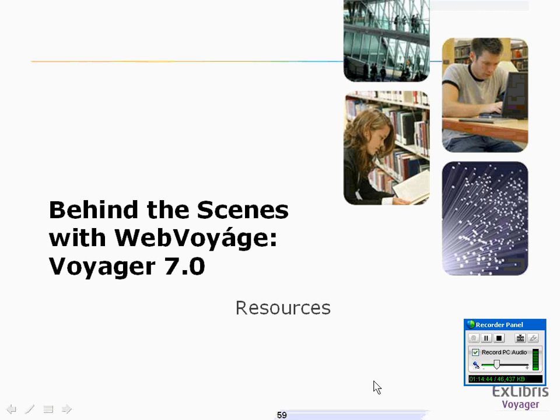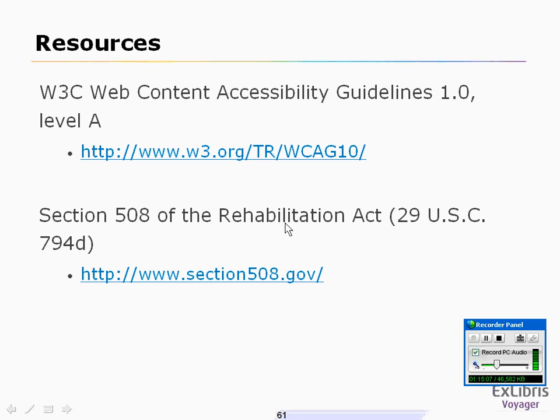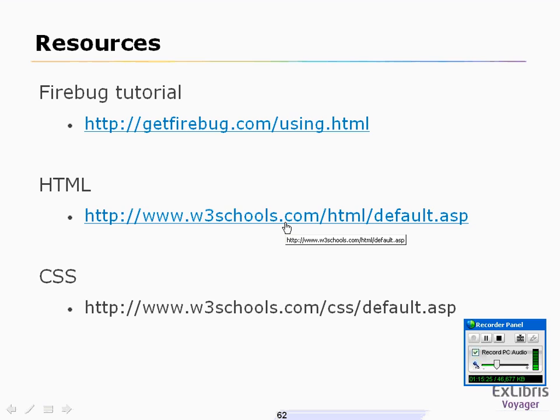There are some resources I wanted to point you to. The WebVoyage Classic has not changed since the Voyager 6.5.4, so you'll be able to get that user guide. There's, of course, the WebVoyage 7, or the Voyager 7 entries that I suspect you already have. Here you've got some information in relation to accessibility, and so these are the things that we're taking into account when it came to this redesign of the LPAC. There's a Firebug tutorial. I would recommend taking a look at that. It gives you an idea about what's what, how to work with it, and lots of good tutorials here in relation to working with HTML, CSS, JavaScript, XML, XSLT, all of that kind of thing.